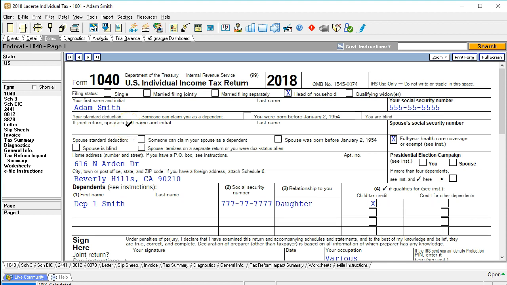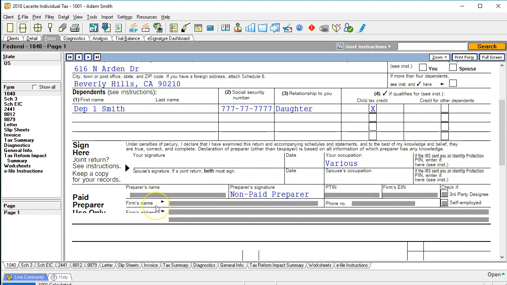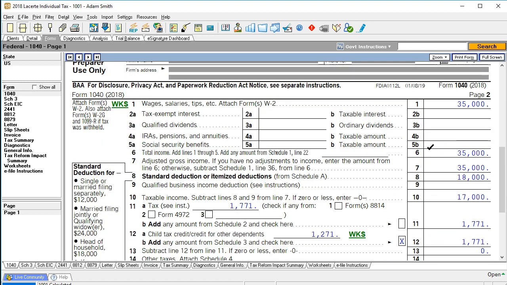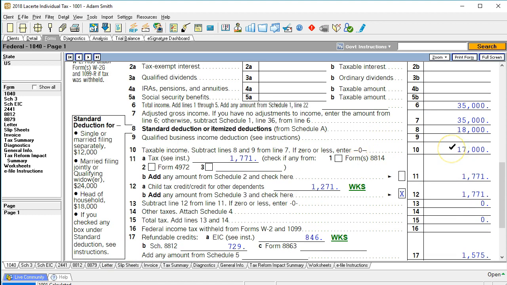Let's take a look at an example with our test 1040. We have Adam Smith. We are now the head of household filer rather than married. We have the one dependent. As we scroll down, we have income of $35,000. Standard deduction $18,000 for the head of household status. $17,000 then being the taxable income, tax calculated at $1,771.